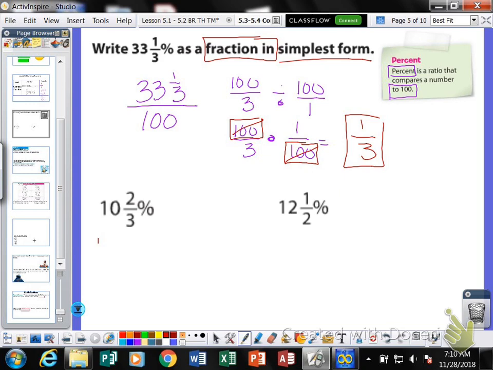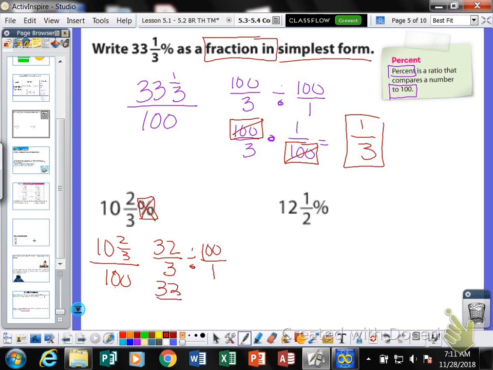10 2/3% would be 10 2/3 over 100. So again, we drop the percent sign and make it over 100. Now convert 10 2/3 to an improper fraction. 3 times 10 is 30. 30 plus 2 is 32. So then we have 32 over 3 divided by 100 over 1.